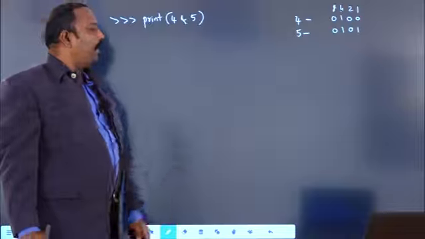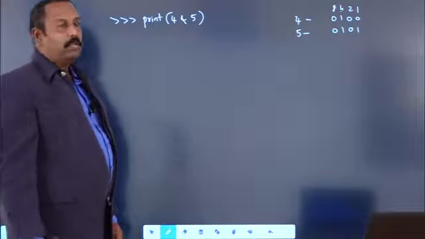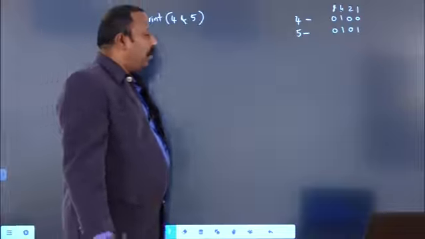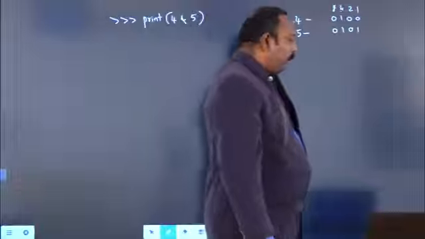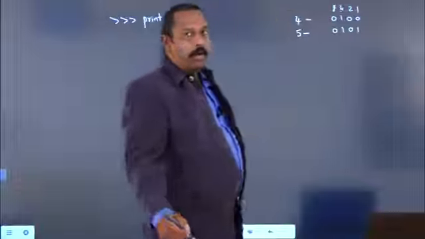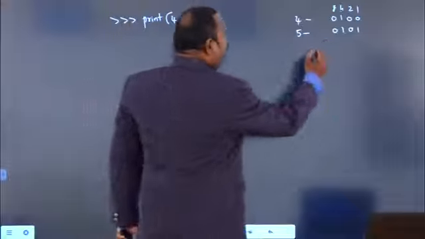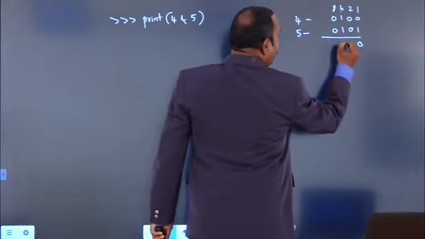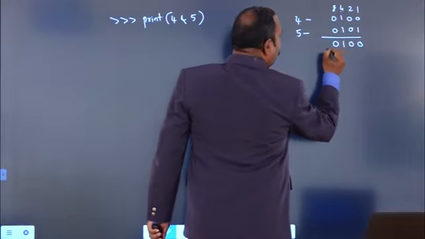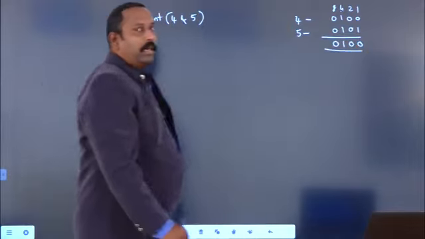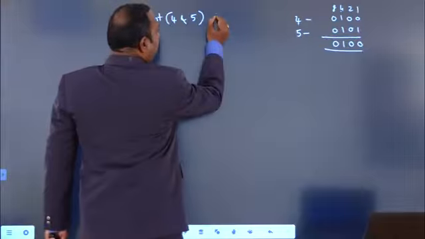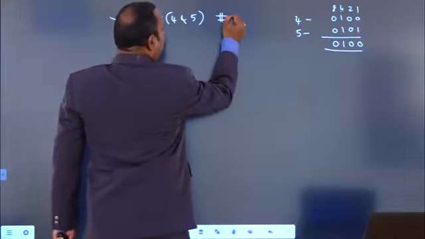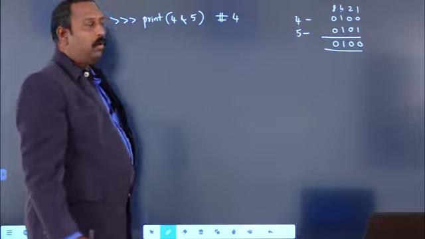Now we are performing the bitwise AND operation. What is the rule? If both the bits are 1, then the output is 1, otherwise 0. See here, you will get the value 0, here both the bits are 1 and 1, so you will get the output 1, and the rest 0, so 0 1 0 0. So what is the output you will get here? 4 is the output.